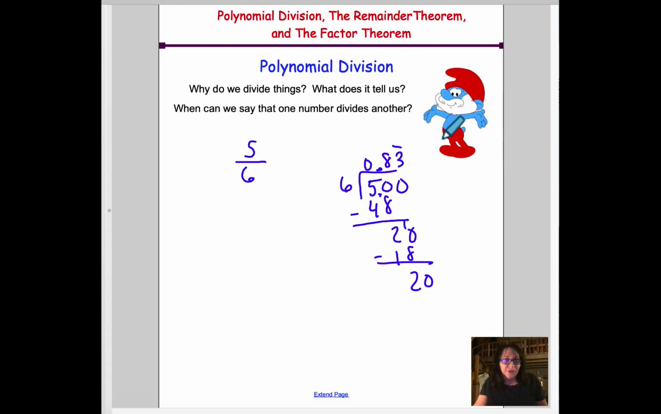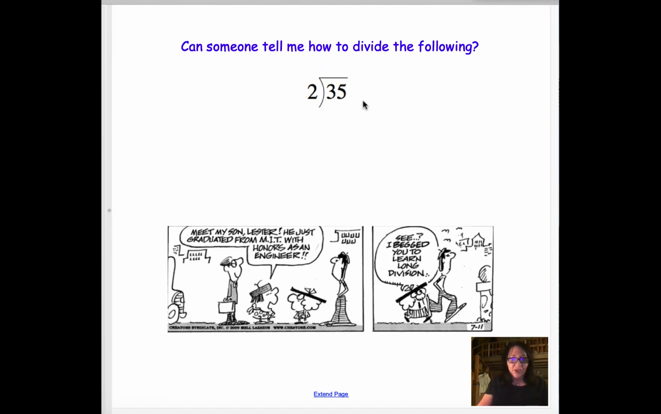So this would be my answer, 0.83. Well, what's happening here is, how do you divide something like this? Well, 2 divides into the first number, 2 times 1. Get that number there. You put it down here. You subtract. 3 minus 2 is 1. Bring down the next number, which is 5.